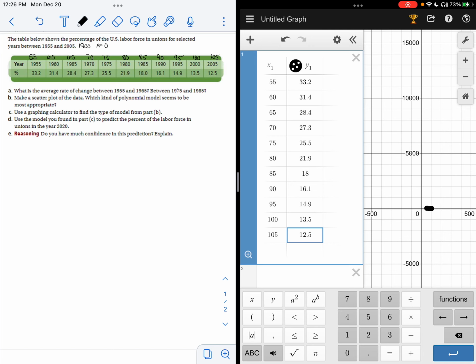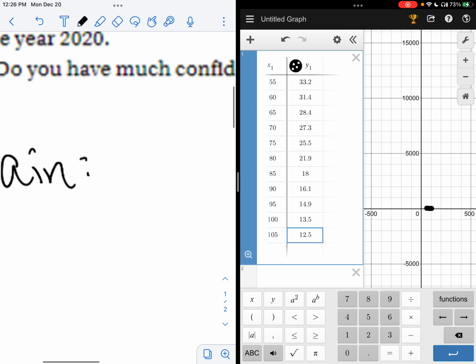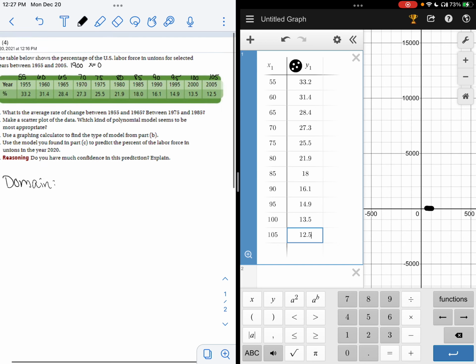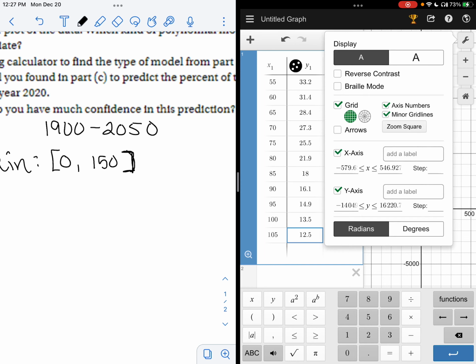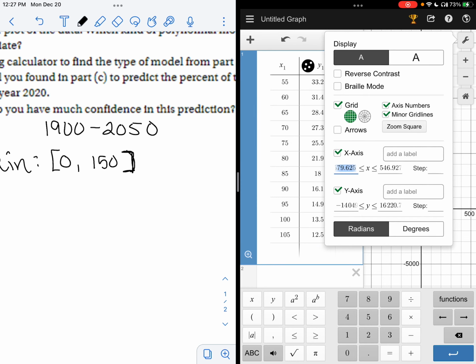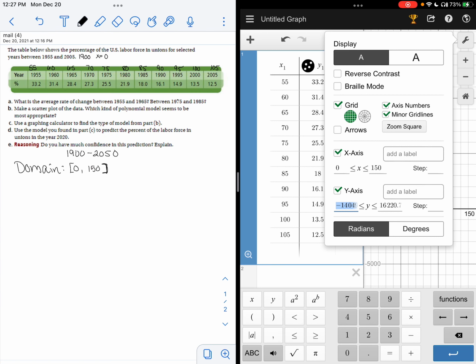Now, what I need to be able to do is actually see this. So I'm going to talk about my domain, what I'm going to let my x-axis be. Remember, I'm going to start on 1900 and go up to 2050. So 1900 to 2050 means my x-axis is going to start at 0 and go to 150. I'm going to change that here in the settings wheel. X-axis, 0, and I want to go to 150. You can go up higher if you want to. I just want to be able to see all my info and then be able to predict the future.